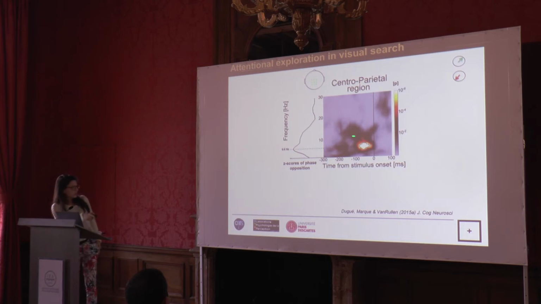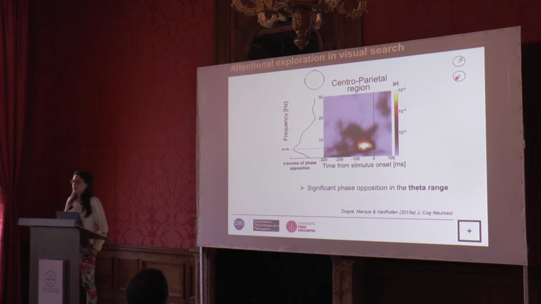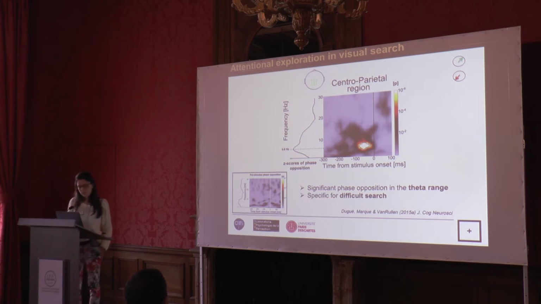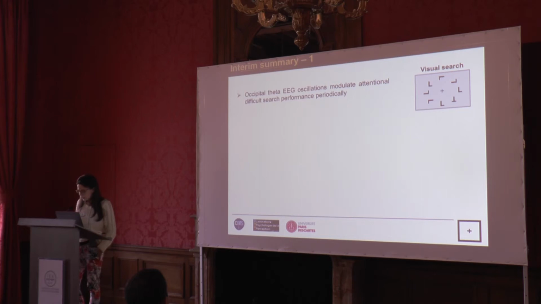We found a significant phase opposition that happened to be in the central parietal region at about 6 hertz, so about the same frequency as before. And once again, when we do this in an easy version of the task, it happens to not be there anymore. All right, so if I summarize this part, as I showed you, there is occipital theta oscillation that co-varies with attentional exploration during a difficult version of the search.